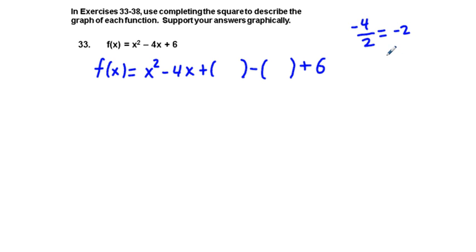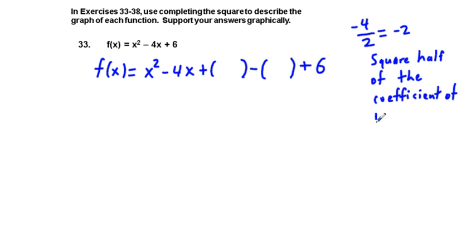And so we square half of the coefficient of the linear term. And so that tells us what we're going to have to add.